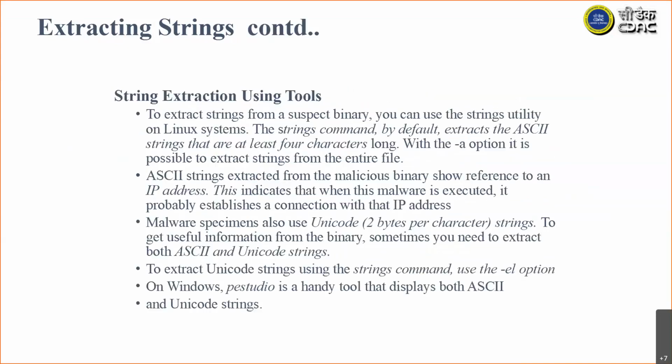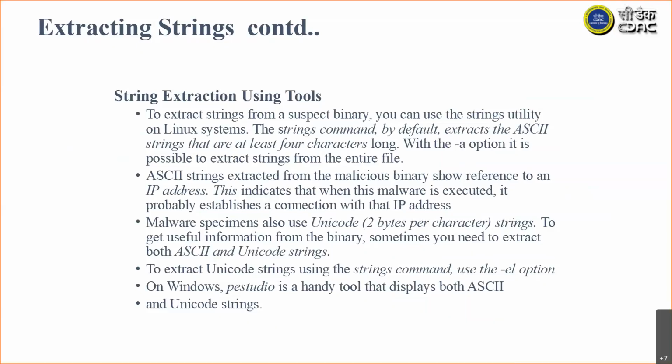There are different string extraction tools you can use to extract strings from a suspect binary. You can use the strings utility on a Linux system. The strings command by default extracts the ASCII strings that are at least 4 characters long. With the -a option, it is possible to extract strings from the entire file. Here are ASCII strings extracted from a malicious binary, with a reference to an IP address. This indicates that when this malware is executed, it probably establishes a connection with that IP address.